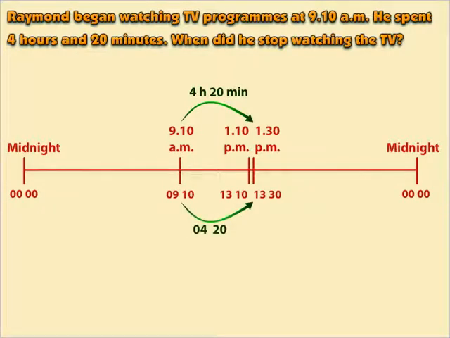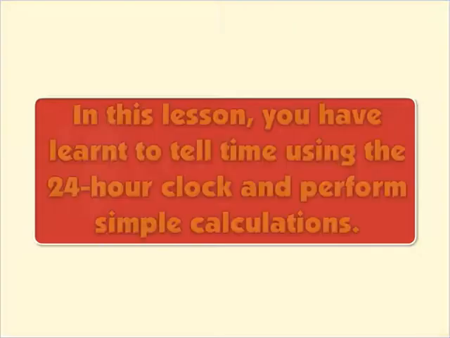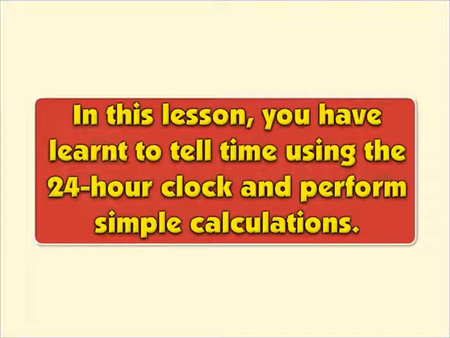Alternatively, we can add 0420 to 0910. With this we get 1330, which is referred to as 1:30 p.m. on the 12-hour clock. In this lesson, you have learnt to tell time using the 24-hour clock and perform simple calculations.